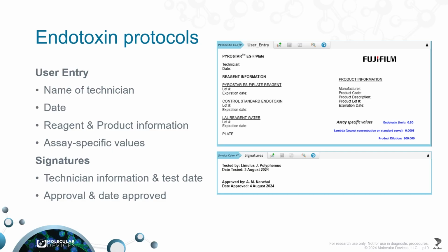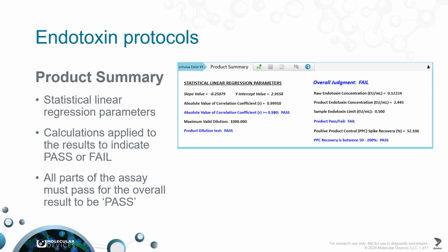Securing these details is very important to regulatory compliance. See the product summary section, where statistical linear regression parameters are pulled directly from the standard curve. That's once the assay is run, and calculations are automatically applied so that you can see right away whether your results pass or fail. Over on the right-hand side, you'll see an overall judgment on the assay. Again, this is pass or fail.